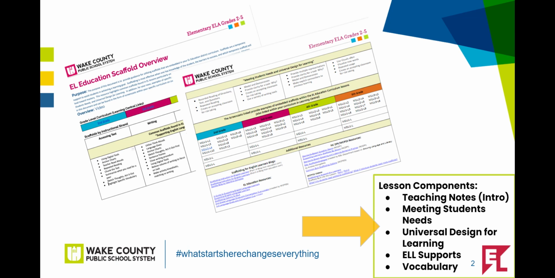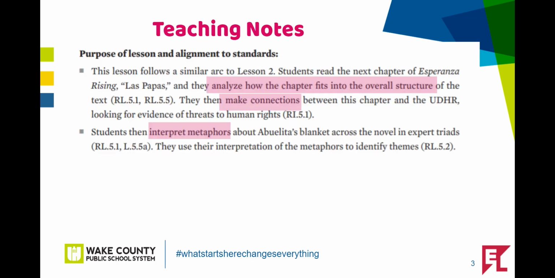The lesson components listed on this slide are where you can locate embedded scaffolds within lessons and will be highlighted throughout this presentation. In this lesson, students will listen to the read aloud and follow along silently to the chapter Las Papas. They will then analyze how the chapter fits into the overall structure of the text and make connections between the chapter and the UDHR, as well as interpret metaphors about Abuelita's blanket.